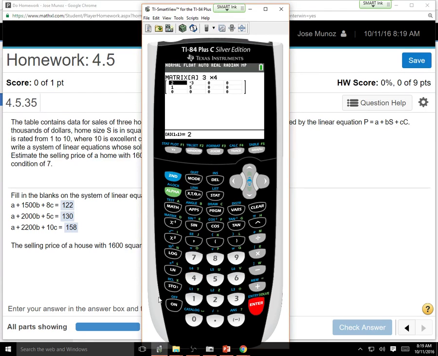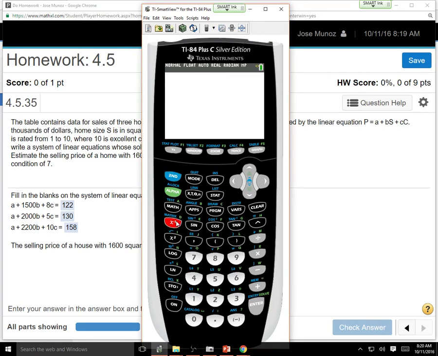We're going to have 1, 1,500, 8, 122. And then we've got 1, 2,000, 5, 130, 1, 2,200, 10, 158. So at this point, I'm just going to go and reduce row echelon on this.